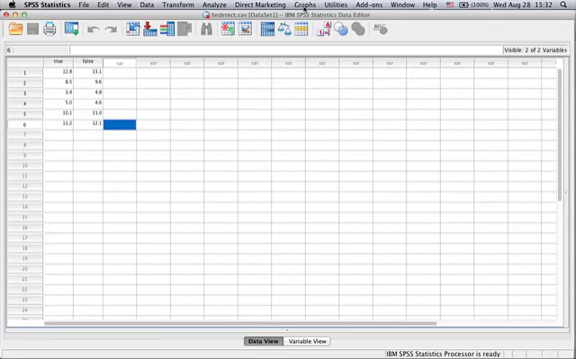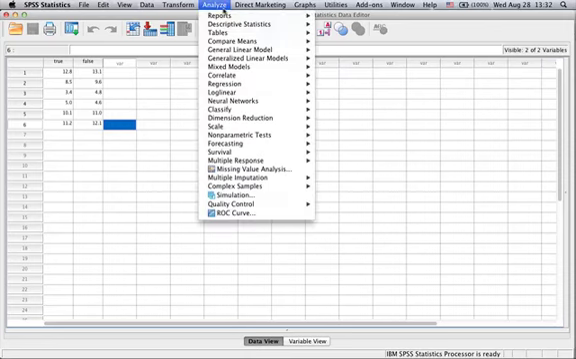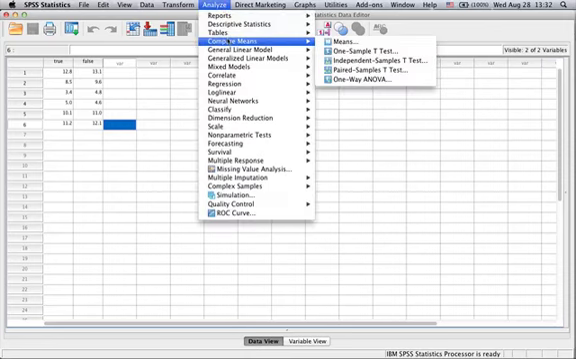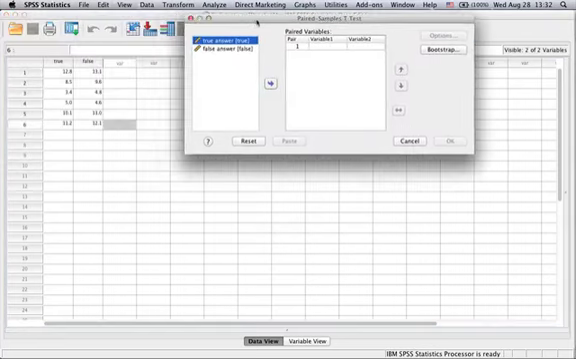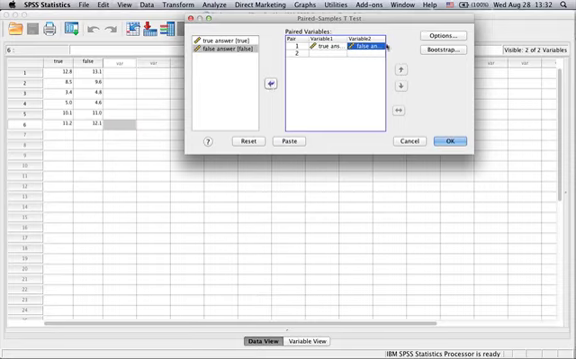So to do a paired sample t-test, we're going to go up to Analyze, Compare Means, and then Paired Sample t-test. The menu is very easy to use. We'll just copy one variable in one column, the other variable in the other column, and that's about it.